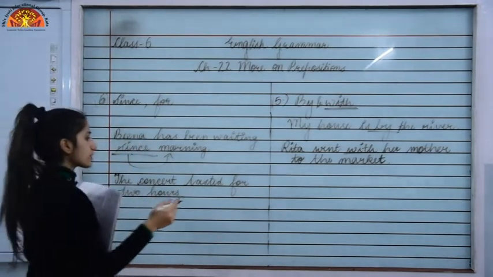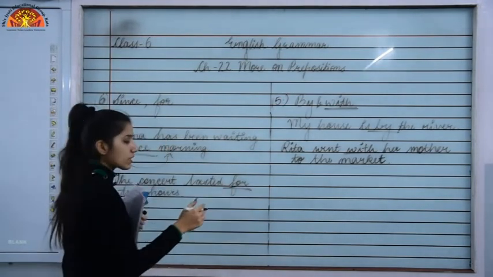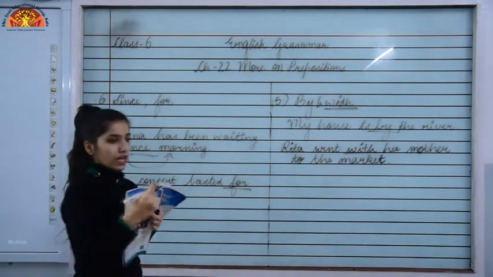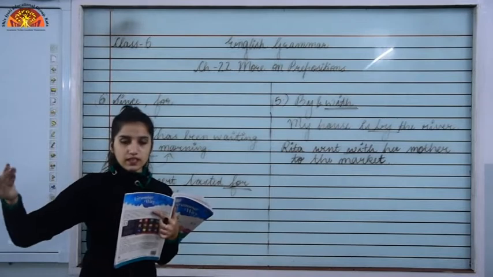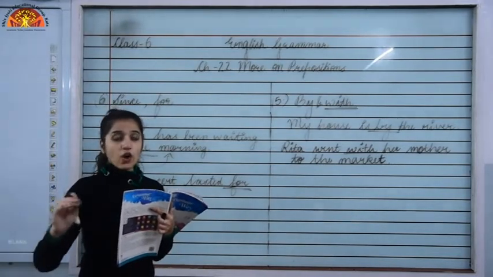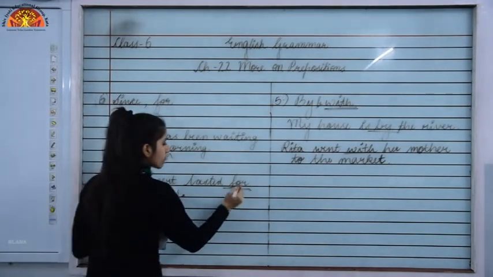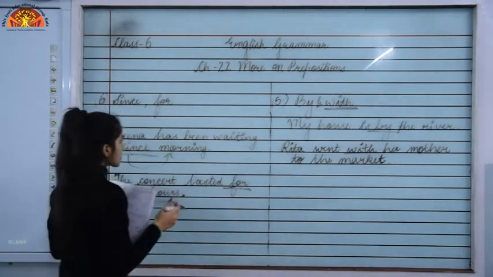So here you can see we have used "for" because we are talking about 2 hours. So it can be 2 hours in the morning, 2 hours in the night, or 2 hours in the evening, isn't it? So that is why we have used what? "For" over here. Okay.